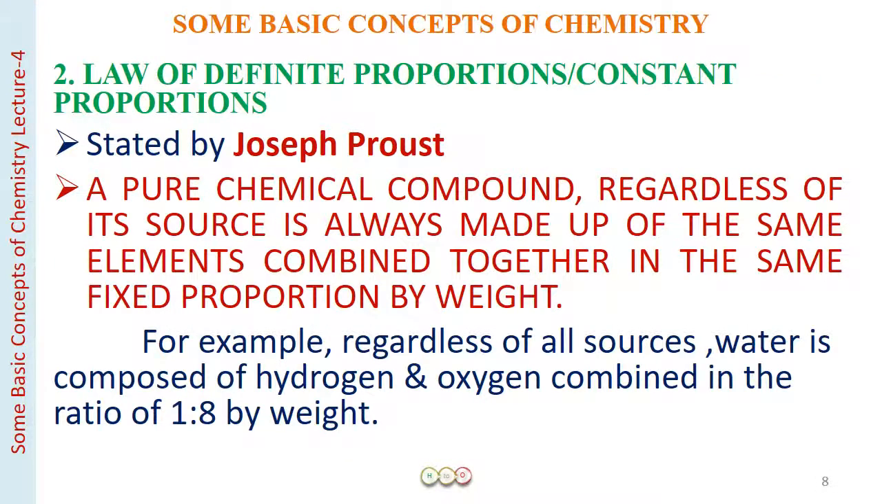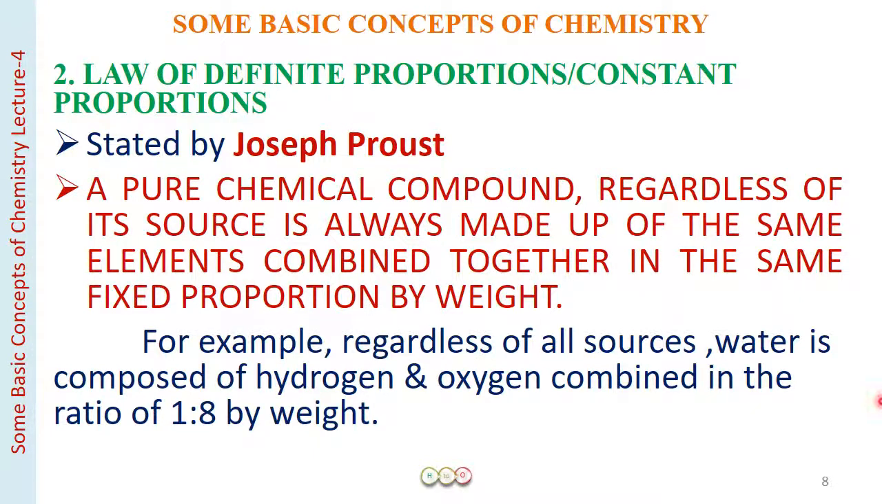So now we have the law of definite proportions, or constant proportions. This was given by Joseph Proust. And what does this law say? It says that a pure chemical compound, regardless of its source, is always made up of the same elements combined together in the same fixed proportion by weight. So whatever may be the source of the chemical compound, it is made up of the same elements, and the same elements have the same proportion by weight.